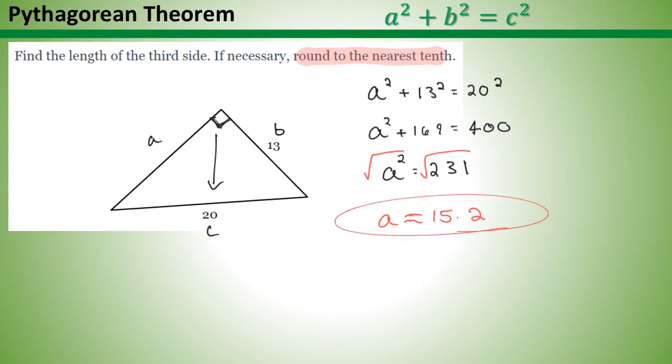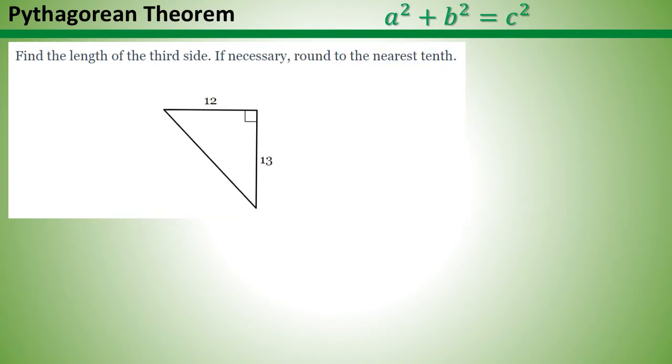One thing to check real quick, the hypotenuse has to be the longest side. So this is shorter than that hypotenuse. If I had gotten something longer than the hypotenuse, then something's wrong. I need to go back and look at it.